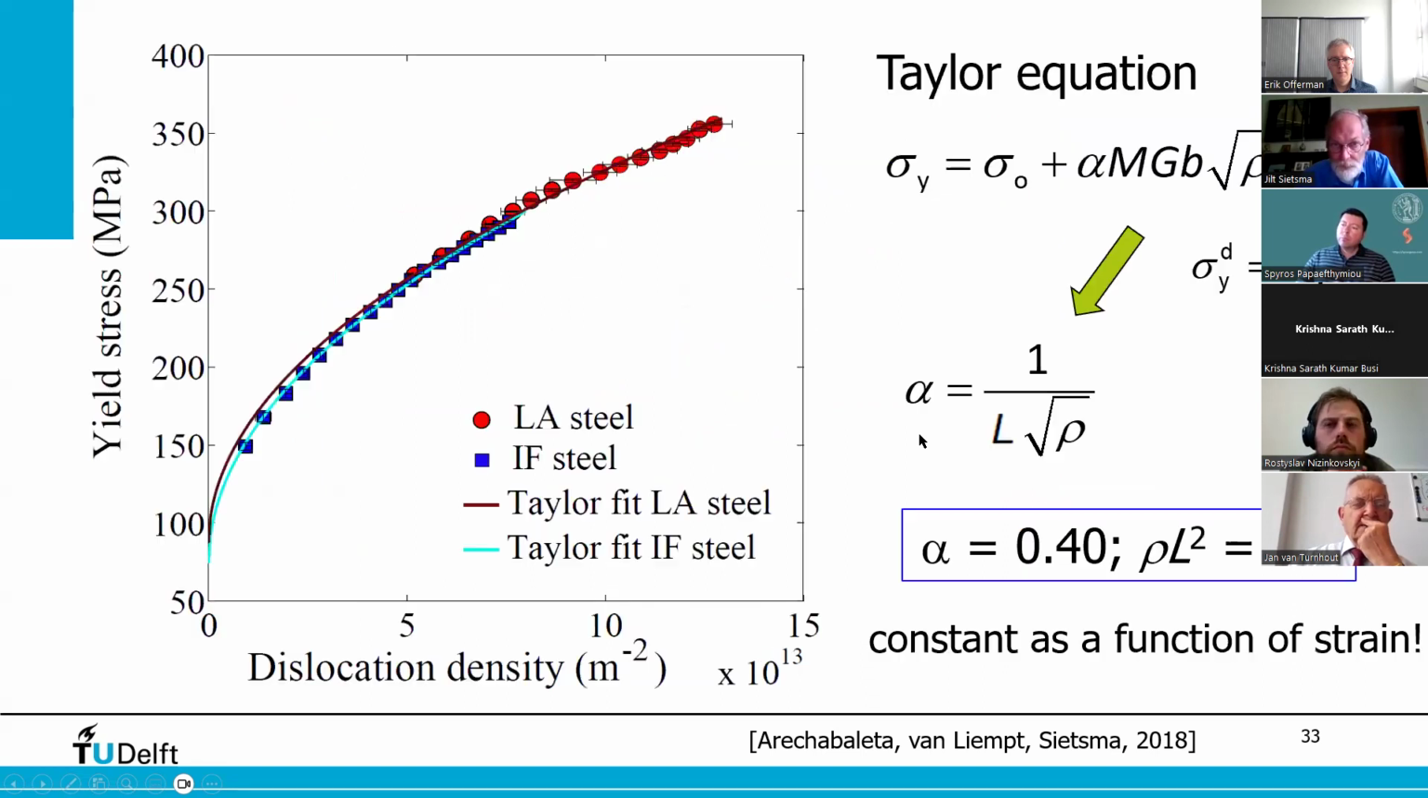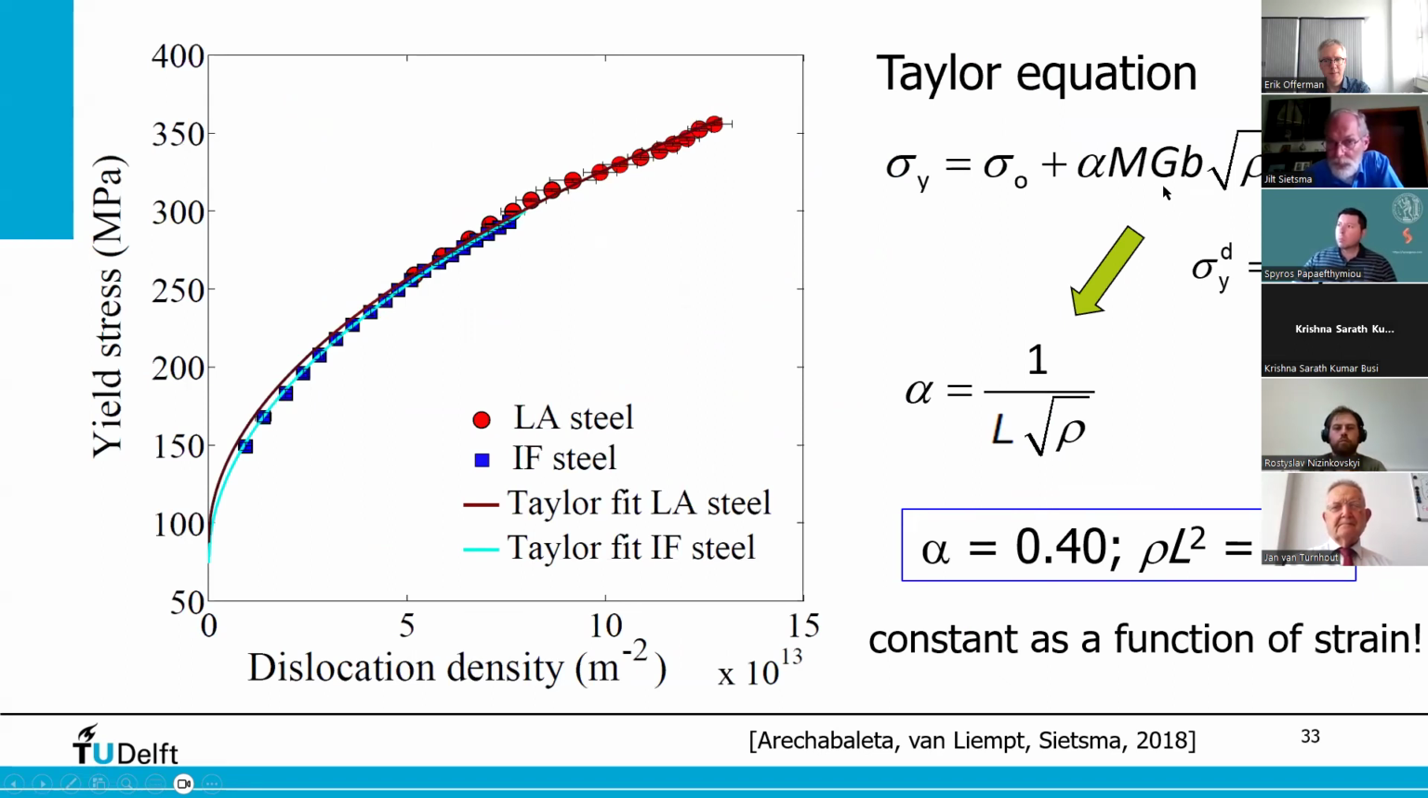This also makes it very well possible to test the Taylor equation. And you see dislocation density here and the yield stress. These lines are the fits. So you see it's a perfectly square root behavior. And we have for both practically the same value of this alpha parameter, which is the only fitting parameter.